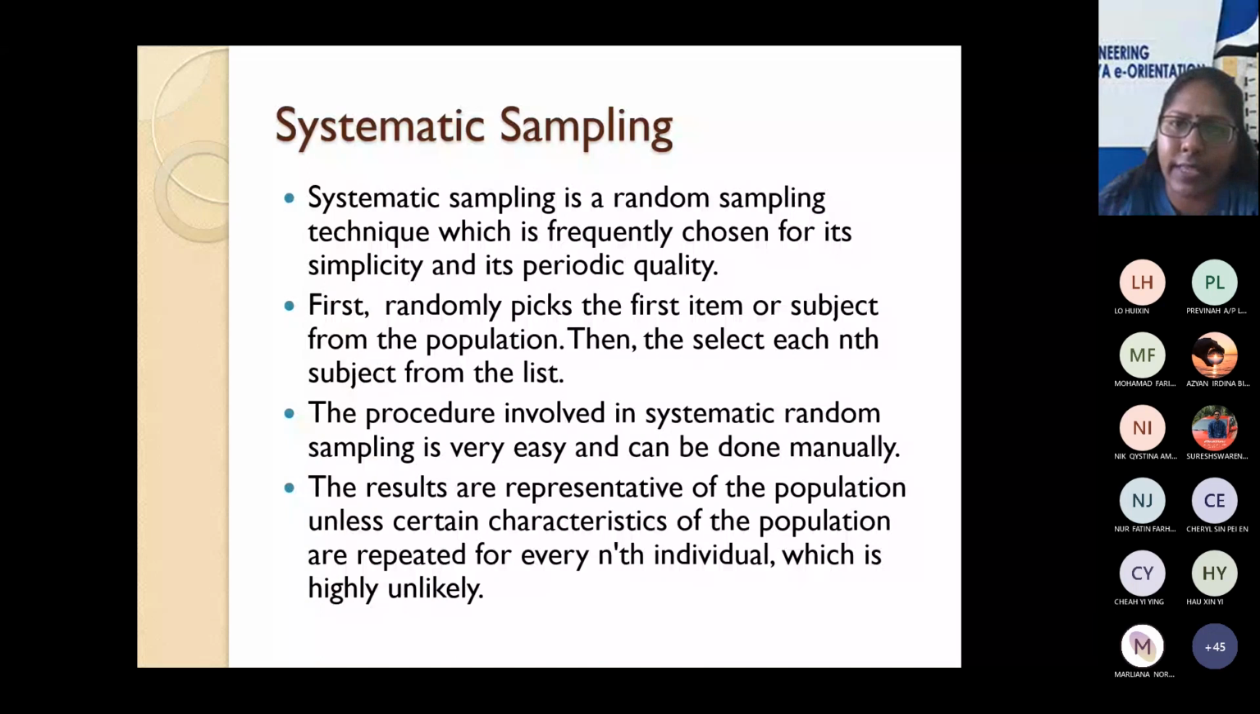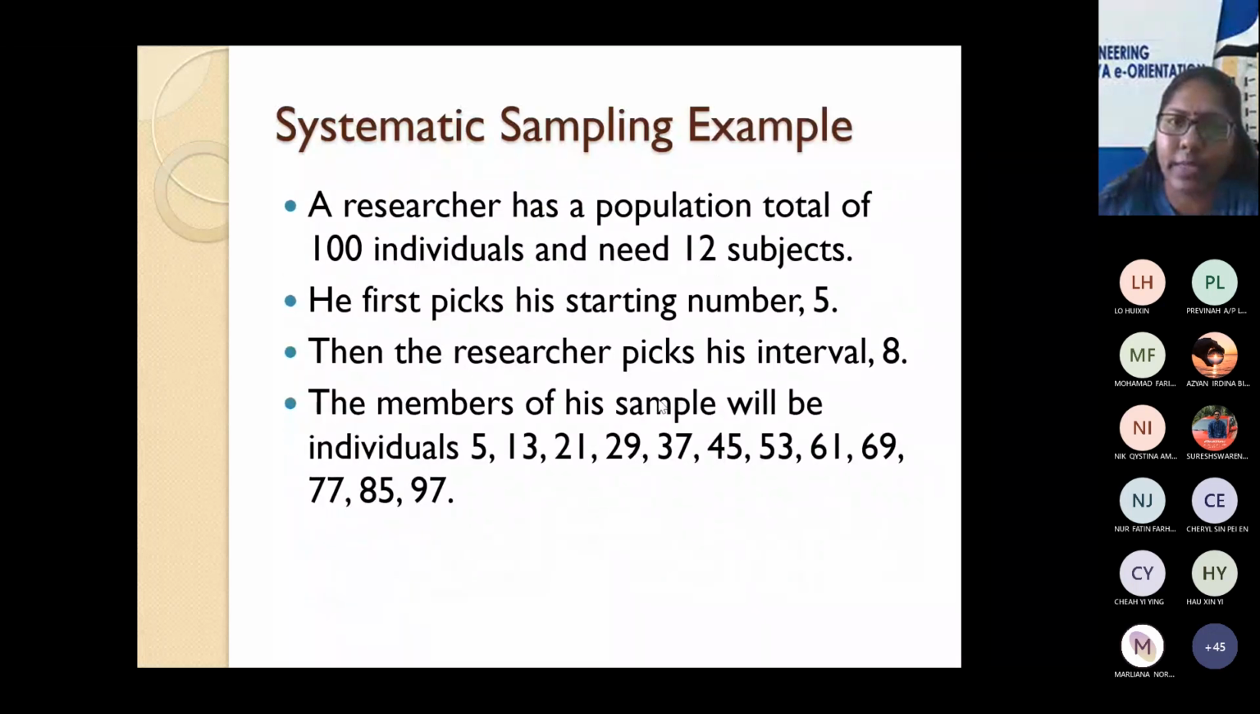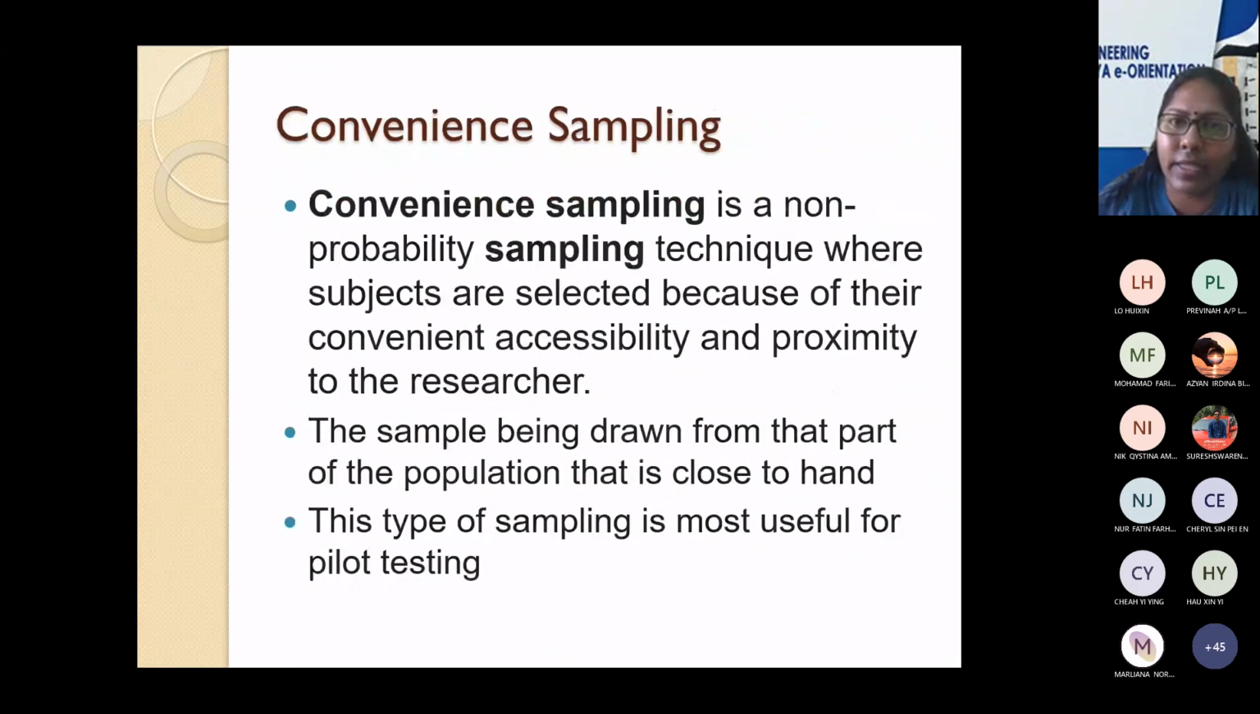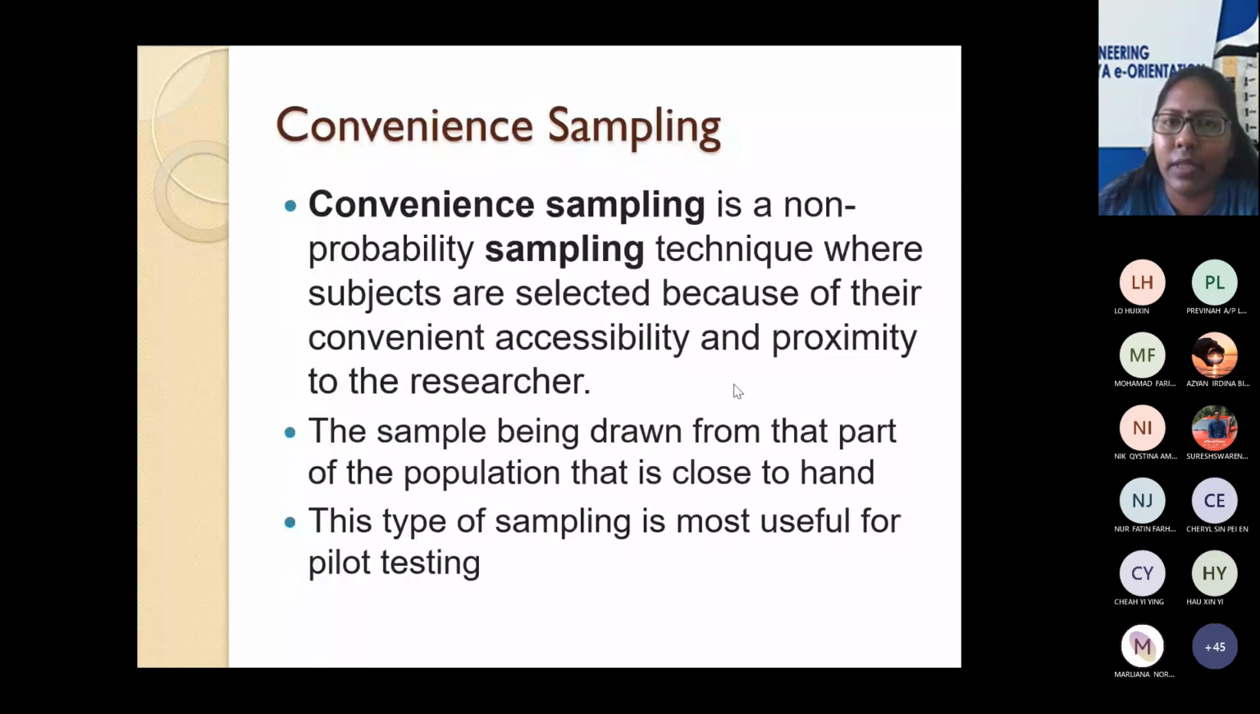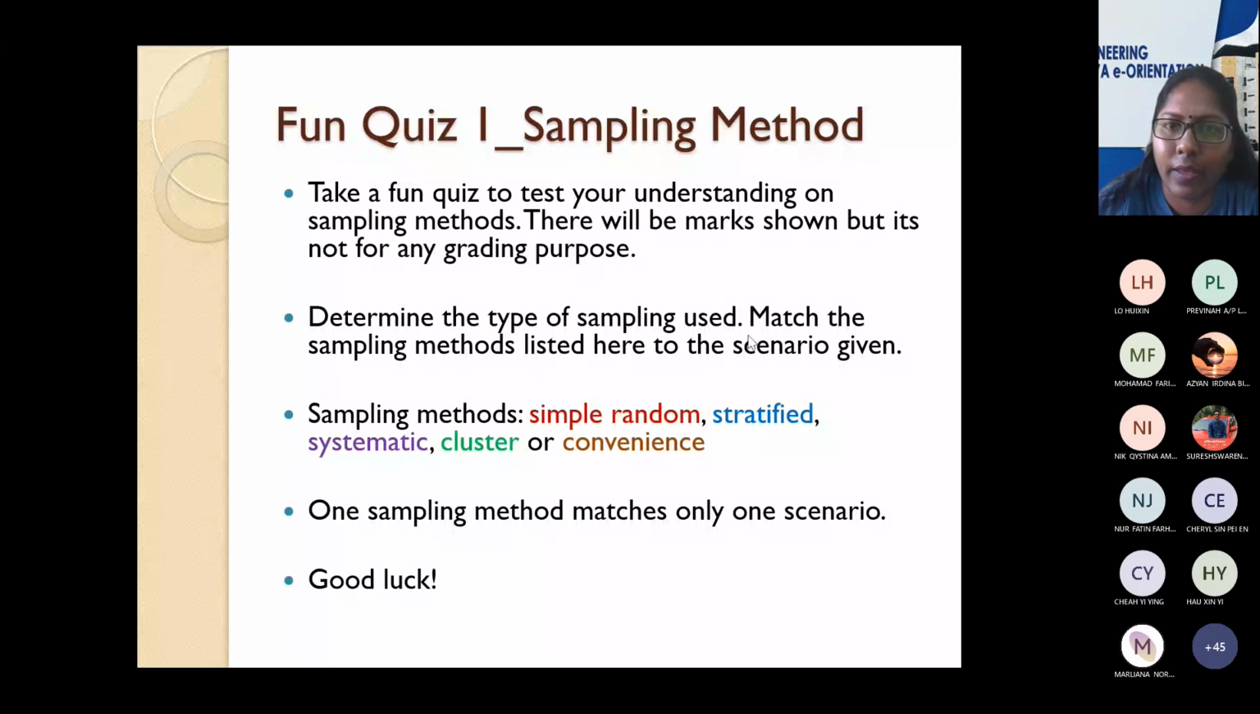Okay, so you have exact intervals and then you pick the numbers. That's systematic sampling, and it has its own advantages and disadvantages. And convenient sampling is, like I mentioned to you, when you choose your easily accessible survey subjects. That is convenient sampling. Right, okay, so those are the sampling methods that have been introduced to you.